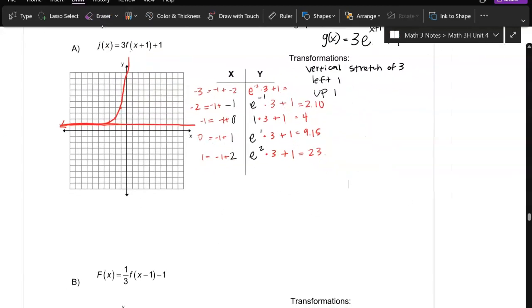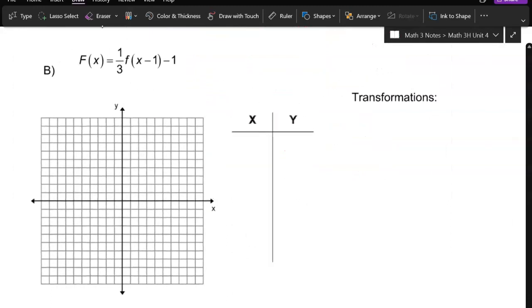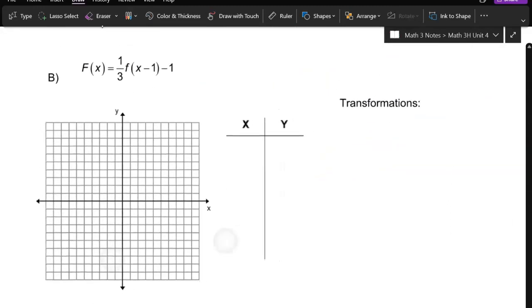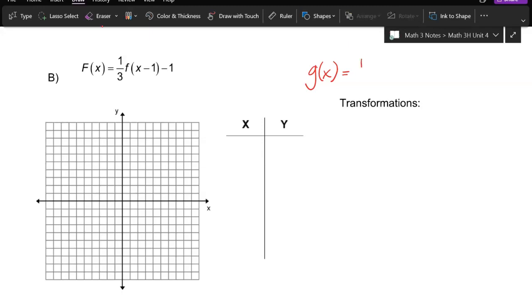All right, next one. So we're still using our e to the x. So I'll have g of x. So that's going to be 1/3 e to the x minus 1 minus 1. So we have a vertical shrink. So it's going to bring those y values closer together. And then minus 1 is going to be right 1. And then that minus 1 on the outside is going to be down 1.